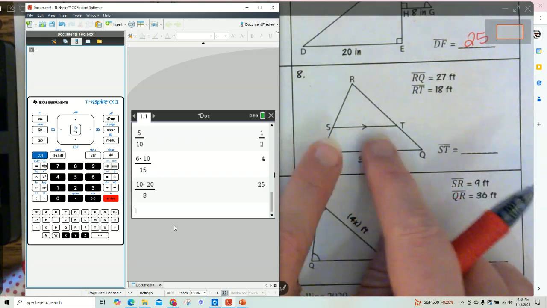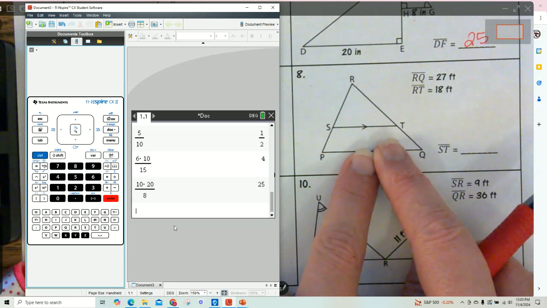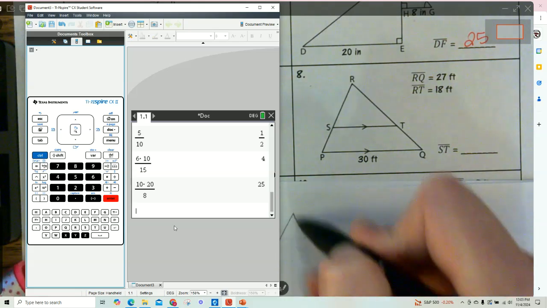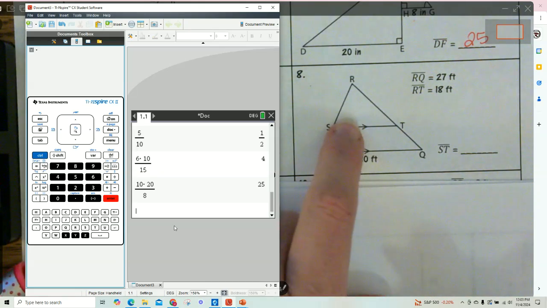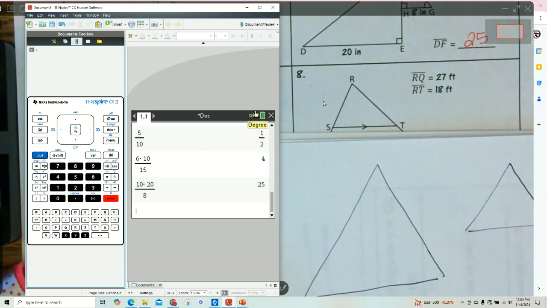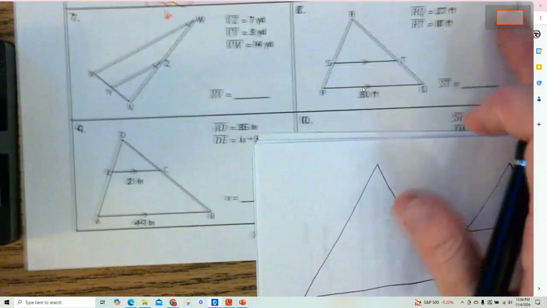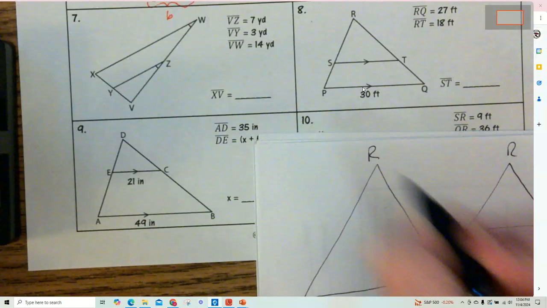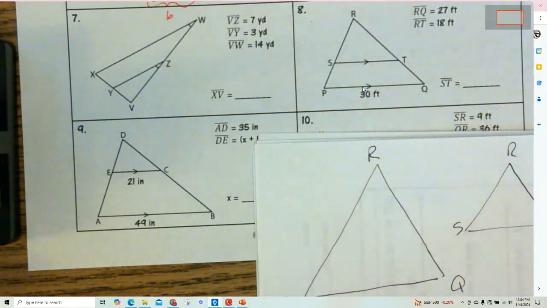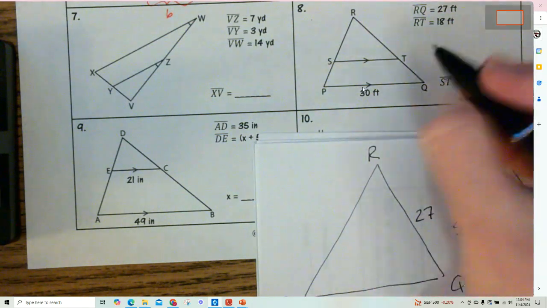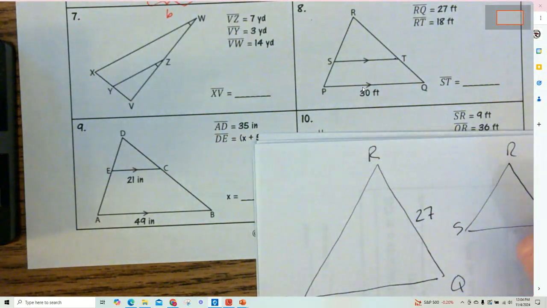All right, here's another one, split a little bit differently. Okay, so I've got a big triangle and then the little top piece up here, I got a little triangle. All right, so this one is, the little one is R, S, and T. Big one is R, Q, and P. So PQ is 30. RQ is 27, so that's this one. RT, that's that one, is 18.